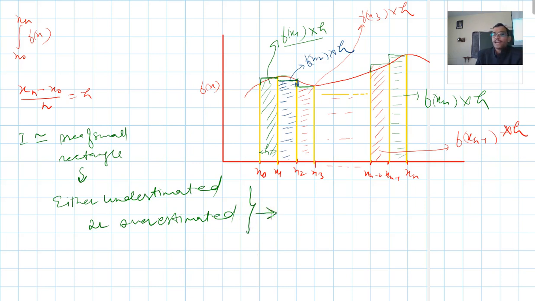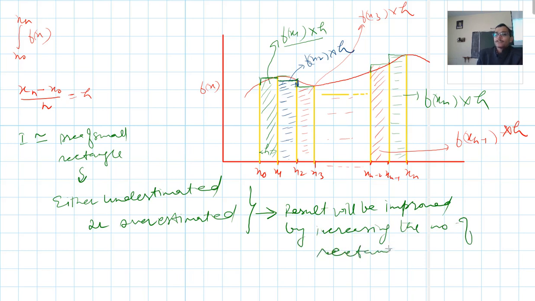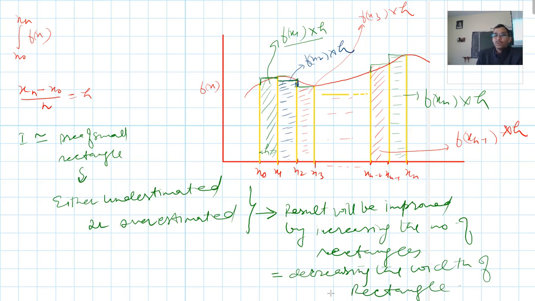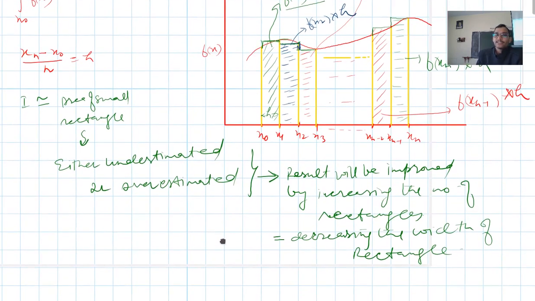Another thing we have to keep in mind is that our result will be improved by increasing the number of rectangles, or in other words, by decreasing the width of the rectangle. That's what we can do. So let us try to look at it mathematically, how things look.